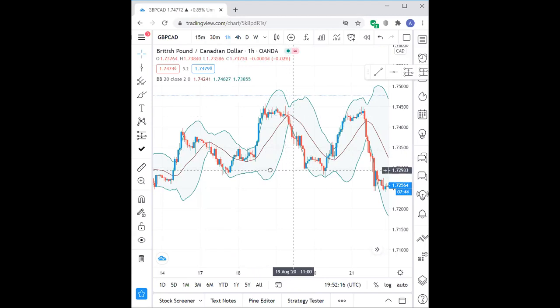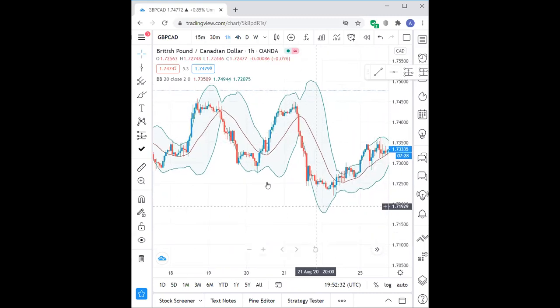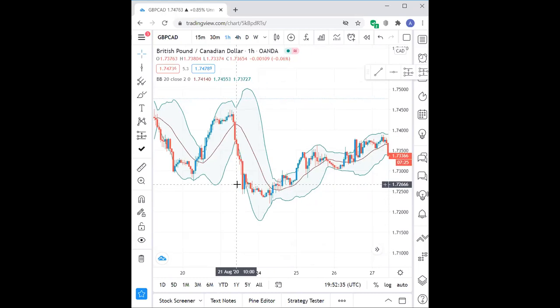SMA. Again here you see the price came down, touched, went back to the 20 SMA, and then crossed and went up, touched the outer band, consolidated for a long period of time, and then dropped and touched the 20 SMA. So it usually respects the bands and the 20 SMA.